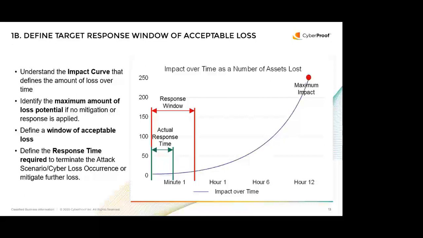So the next thing we want to do is look at the placement on that curve that represents an acceptable loss to the company. And that window, that's the response window. If we can have our actual response within that response window, then we can predict the loss and actually start to measure the risk for each one of these scenarios. And that's the purpose of the impact curve and defining that.